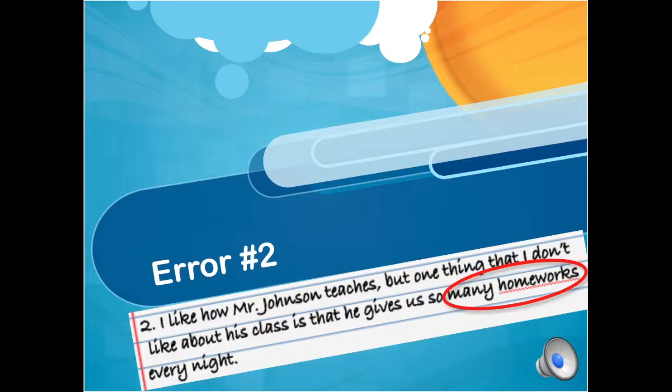The word homework is a non-count noun. Non-count nouns do not have a plural form, so S should not be added to these nouns. For example, we do not say, "take out your 3 homeworks." But we do say, "take out your 3 assignments," because assignment is a count noun and homework is a non-count noun.